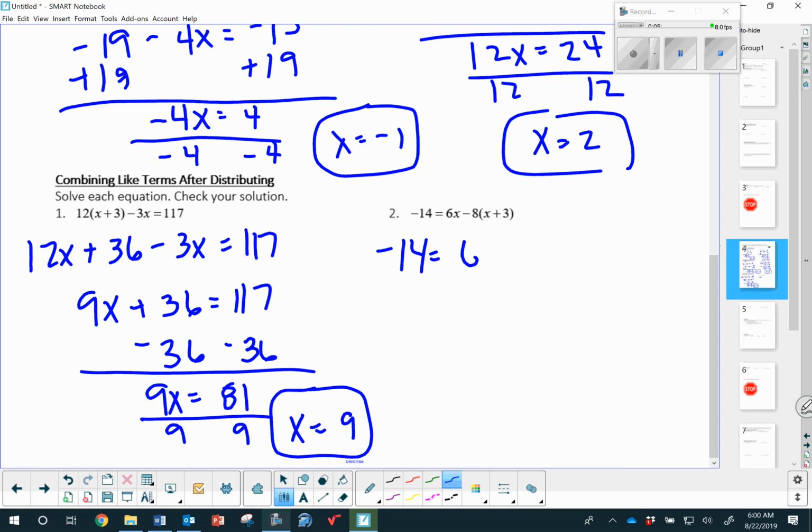Negative 14 equals 6x. Again, that negative 8 now distributes, so minus 8x minus 24. Now I'm going to see if I can combine like terms. I can combine the 6x and the negative 8x to give me negative 2x.